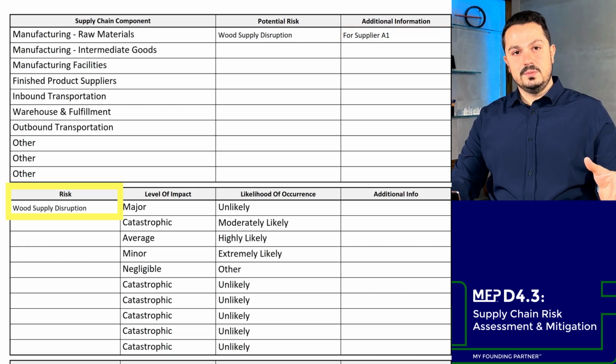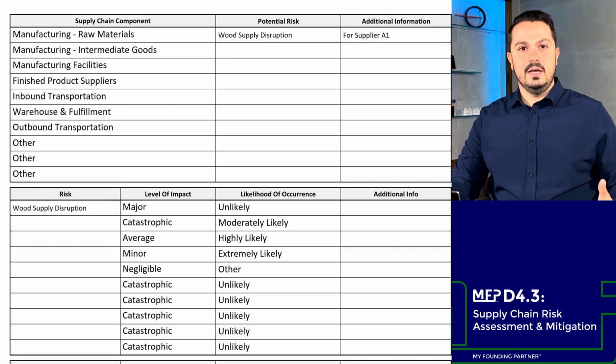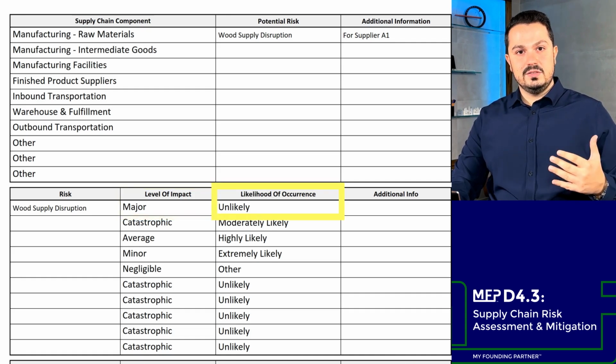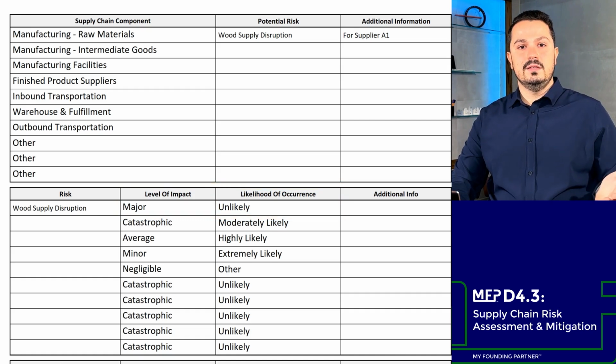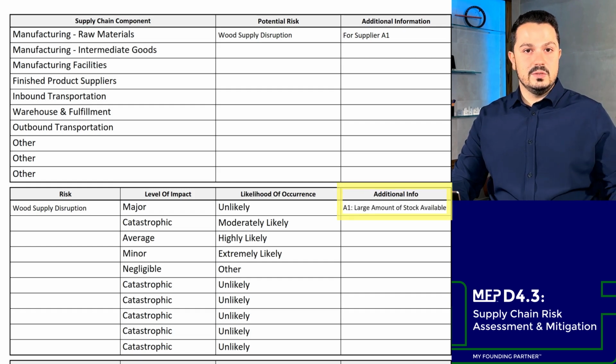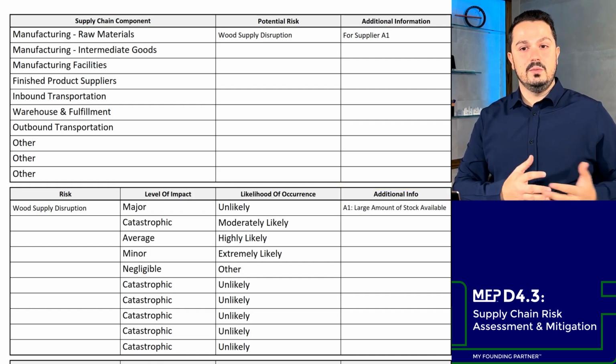From that wood supply disruption, what would be the level of impact? How much would it hurt me if there was a disruption in his wood supply? It would be pretty major. But what is the likelihood of occurrence? I categorized it as unlikely. It's not something I need to be totally worried about, because it's not something that is going to happen due to the large amount of raw materials that I know my supplier has on hand already.